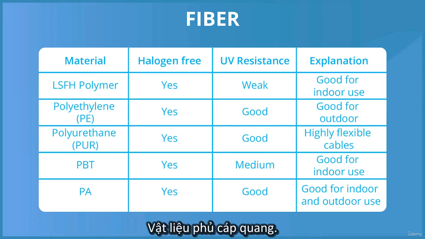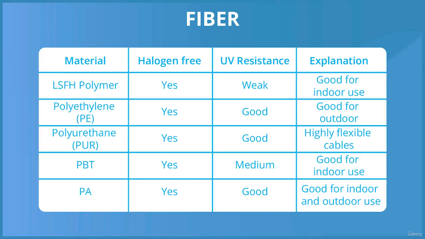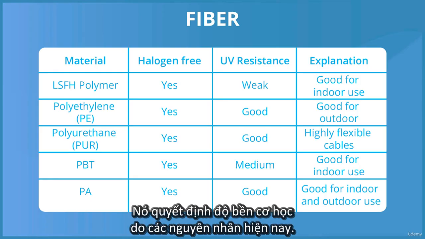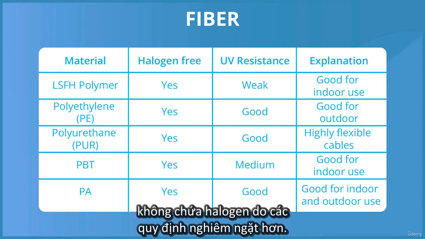Fiber optic cable coating materials. The coating material is application-specific. The material is resistant to UV radiation, oil, and other chemicals. It determines the mechanical strength. Today, PVC is predominantly replaced by halogen-free alternatives due to stricter regulations.